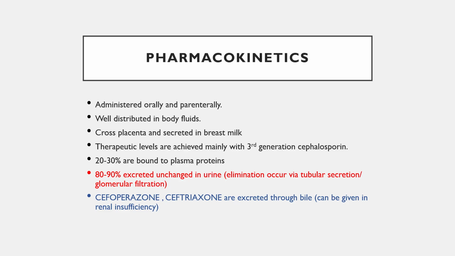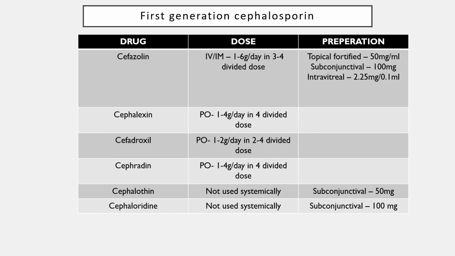The pharmacokinetics: it is administered orally and parenterally, well distributed in body fluids, crosses the placenta, and is secreted in breast milk. 80 to 90% is excreted unchanged in urine, and cefoperazone and ceftriaxone are excreted through bile, so they can be given in renal insufficiency. Then this is the summary table of first generation cephalosporins.